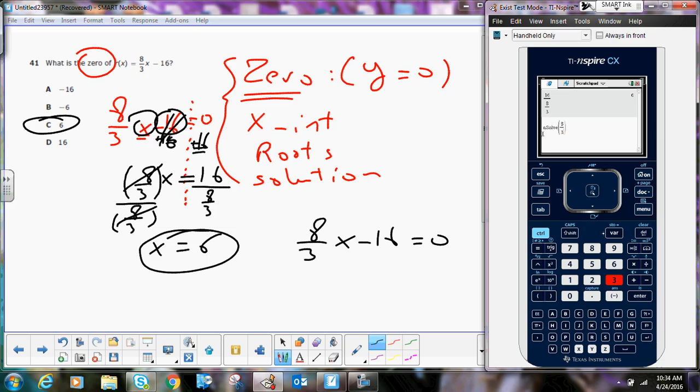8 third of what? So we make sure 8 third of x minus 16 equal, this is the equal sign. When you do the and solve, make sure you write an equation. So equal to 0. Then what we're solving for x, so you do comma x. Enter. It's 6. Either way, algebraically or use the and solve.